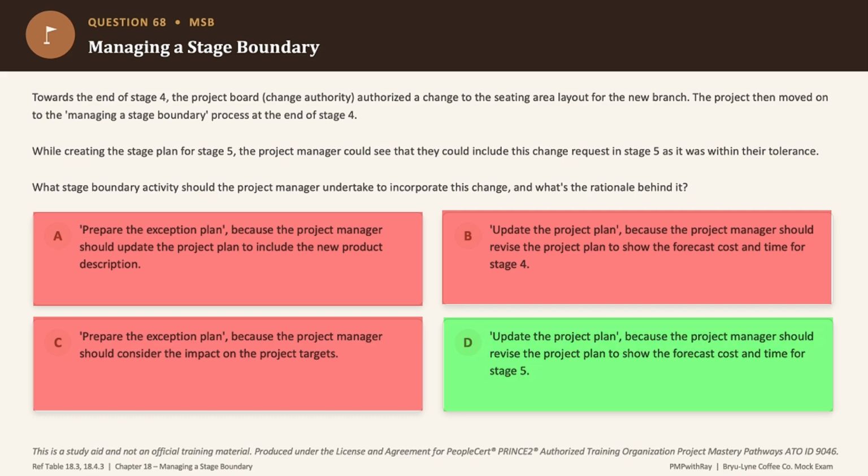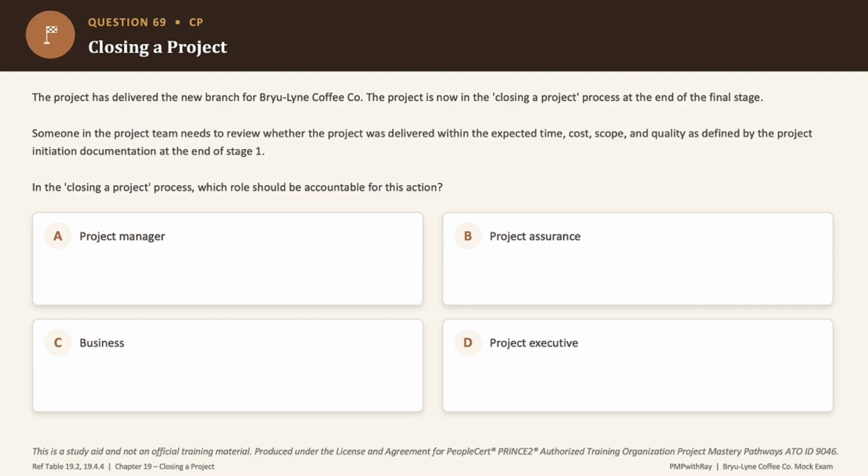With that, we move on to the final process of the PRINCE2 practitioner questions, which is closing a project process. Okay, so question number 69 for you. So the new branch is finished and handed over and the project is closing. Now somebody needs to check whether the time, scope, cost, and quality were actually delivered as set out in the project initiation documentation back at stage 1.